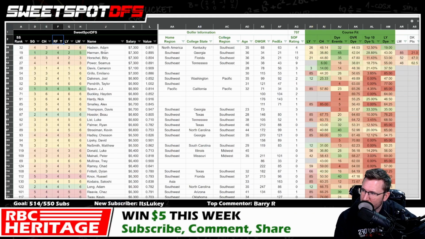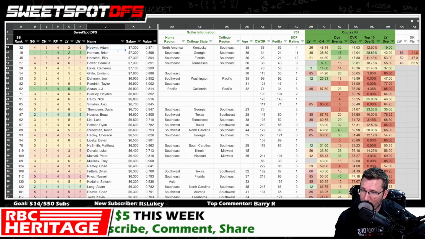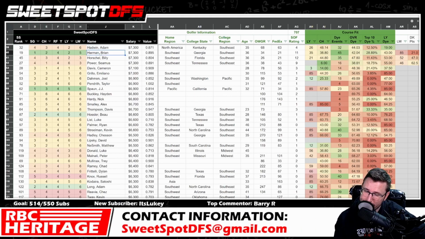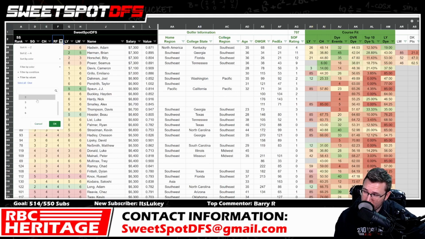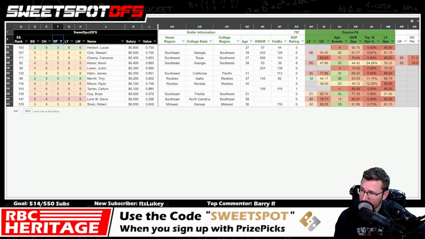The next 3 buckets are 0 to 2 projections. They're all glue pieces. I don't even know if we're going to talk about some interesting names. I always like Taylor Pendrith and Hayden Buckley and Alex Smalley and Seamus Power. I like Adam Hadwin at this event. He shapes the ball all directions, each direction. And I don't mind Brian Harman at this event. I think this would suit him well as well. So good luck choosing golfers from that one.